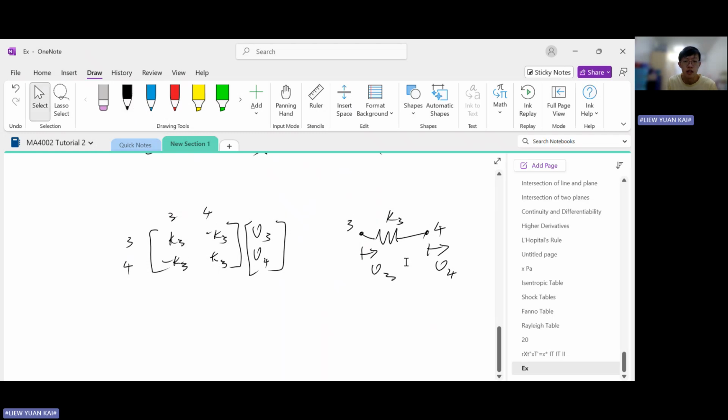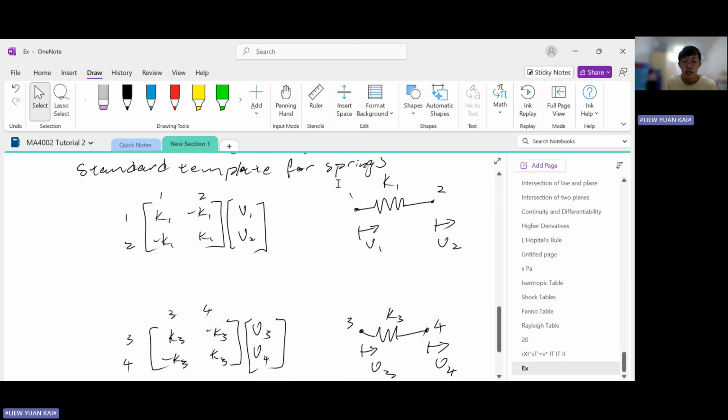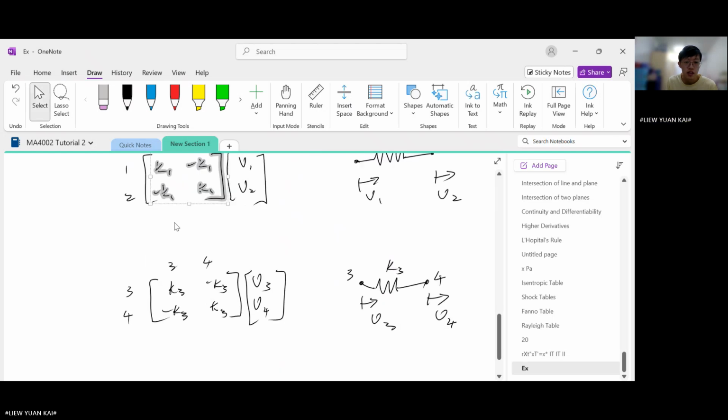Notice the difference between spring 1 and spring 2 here. Spring 1 has nodes 1 and 2, that's why the heading is 1 and 2. Its displacement is U1 and U2 here. Its spring constant is K1, so that's why all the entries here show K1.